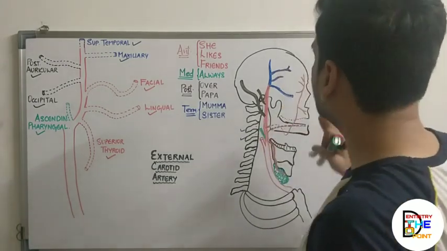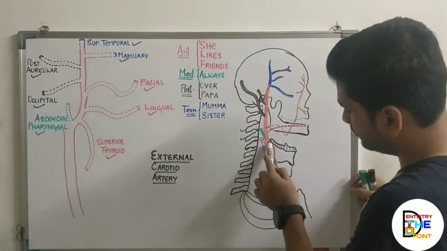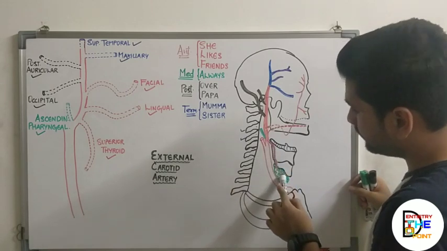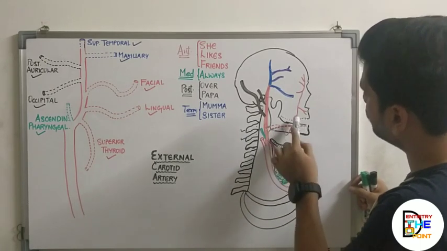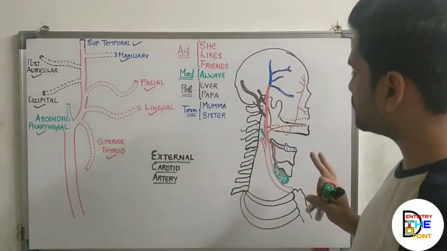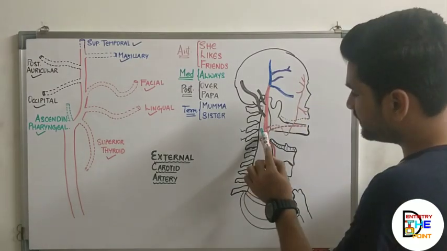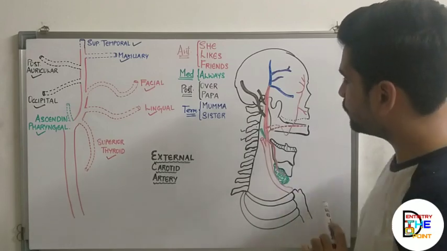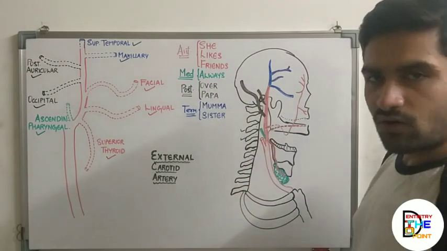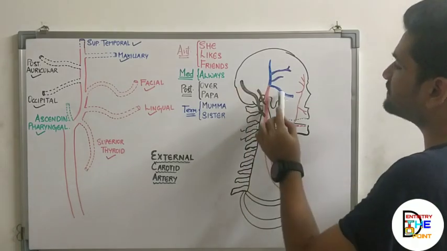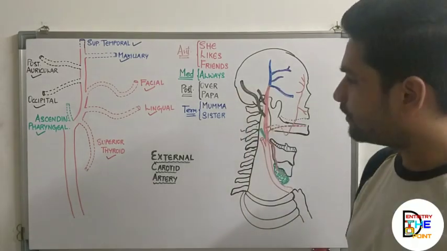अब देखो, this is your first branch, superior thyroid, then you have the lingual artery, then you have the facial artery. So this is your anterior division. The medial division, the green one, is your ascending pharyngeal artery. Posterior division, posterior auricular and occipital, and terminal division, maxillary and superficial temporal.